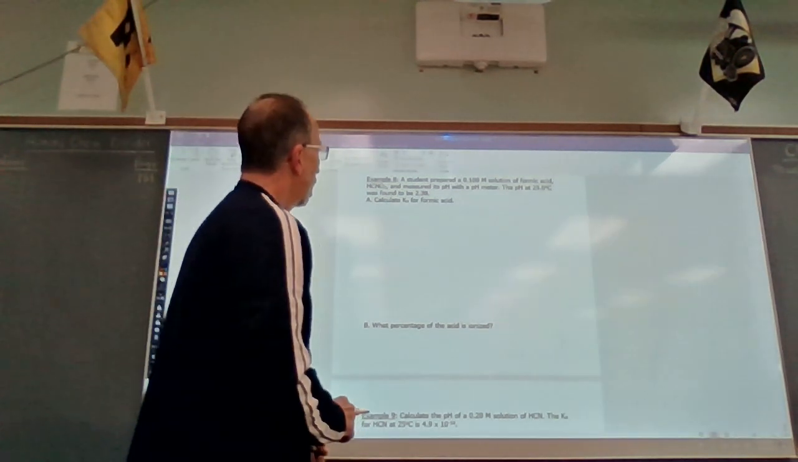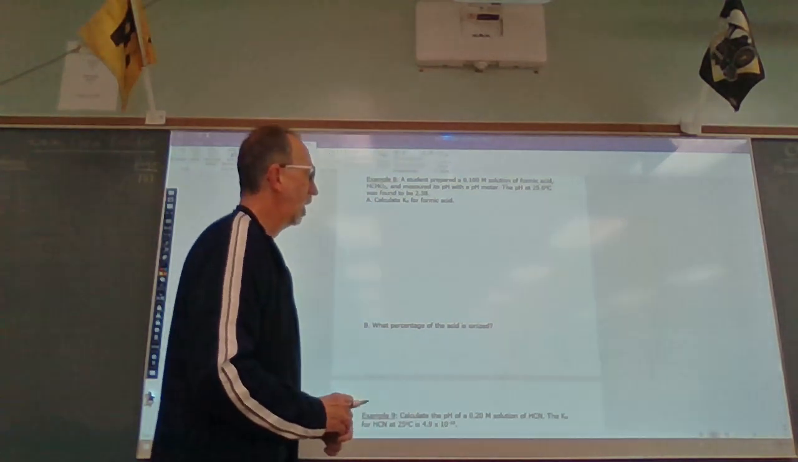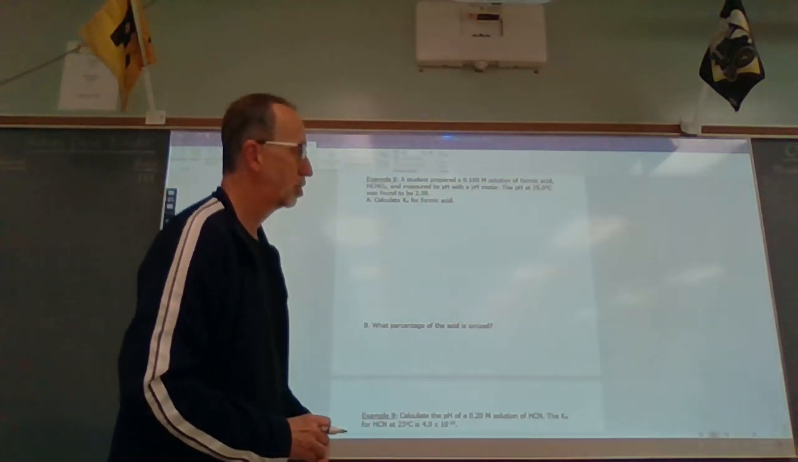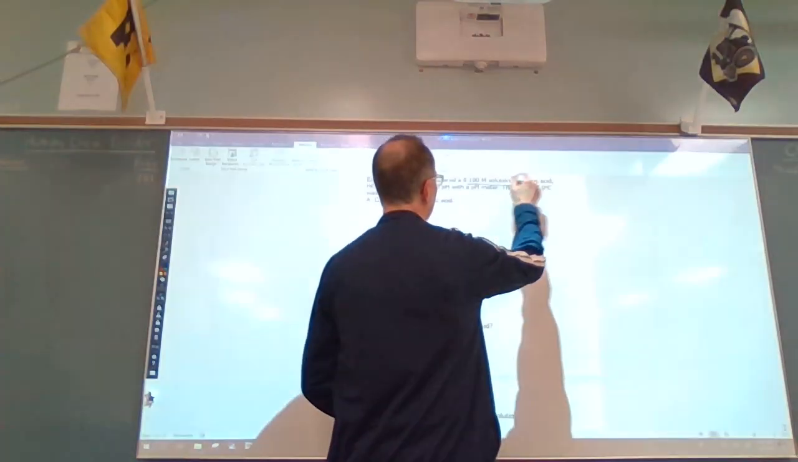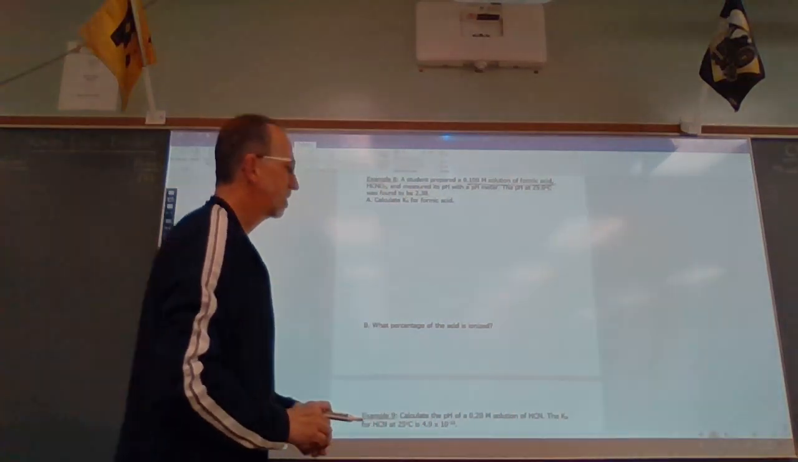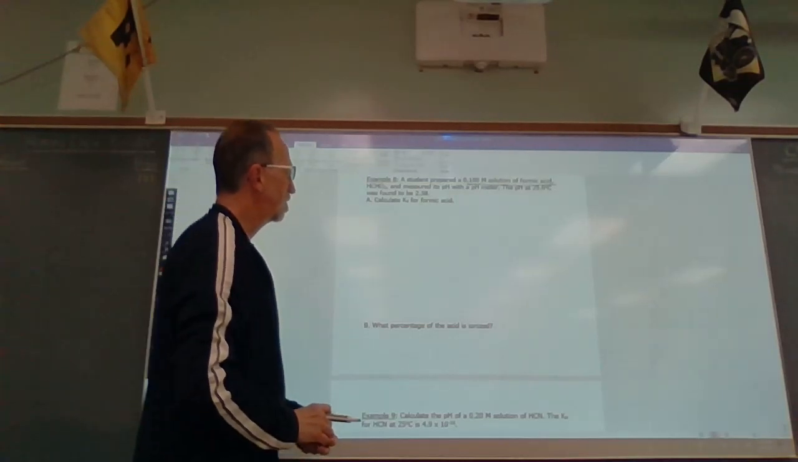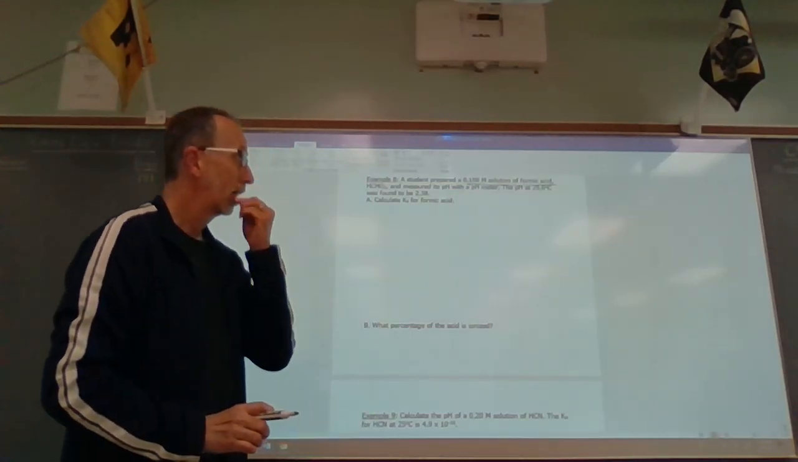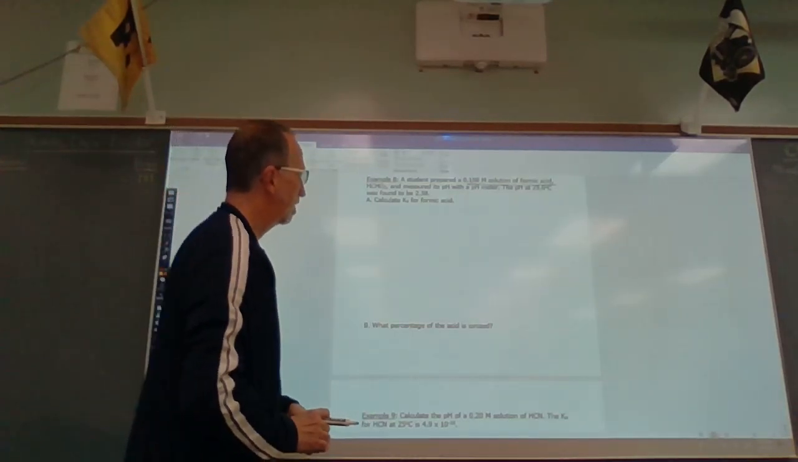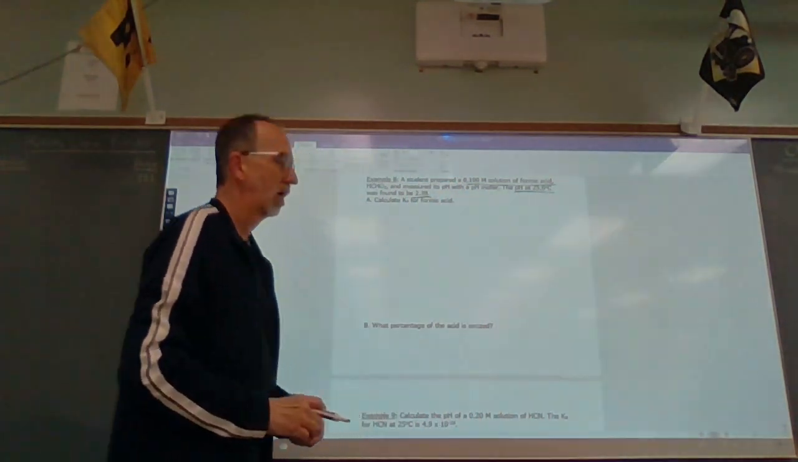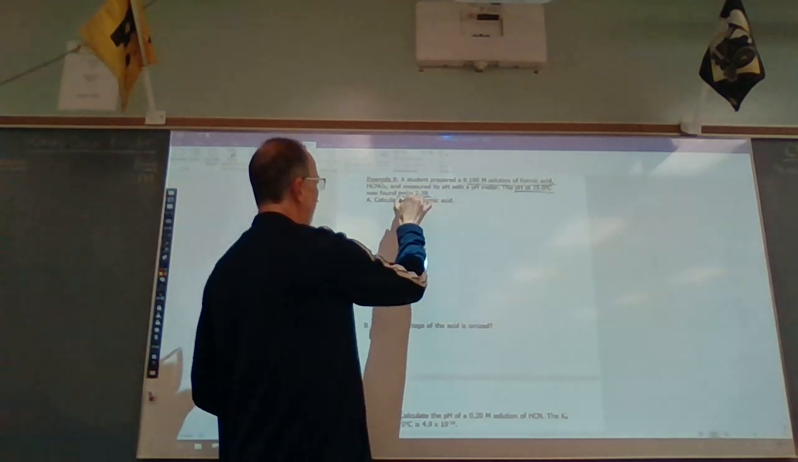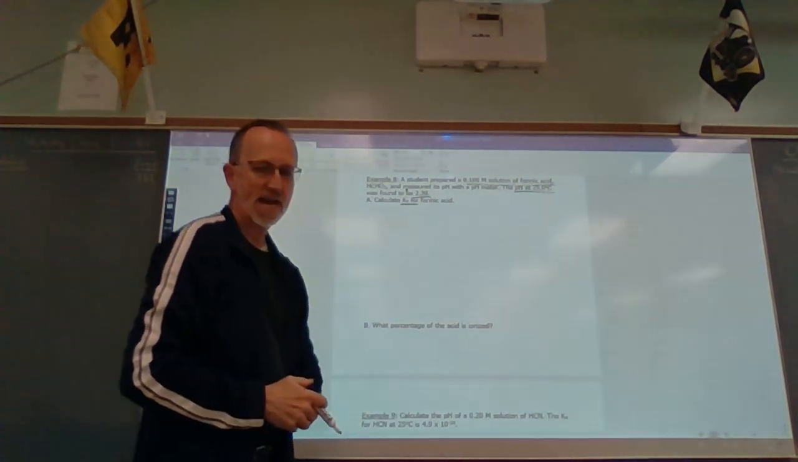A student prepared a 0.100 molar solution of formic acid, HCHO2, and measured its pH with a pH meter. The pH at 25 degrees Celsius was found to be 2.38. We're going to calculate Ka for formic acid.